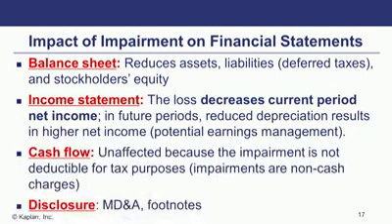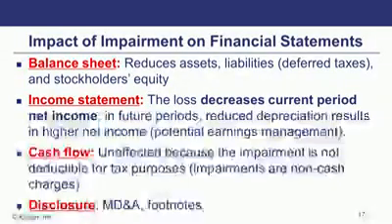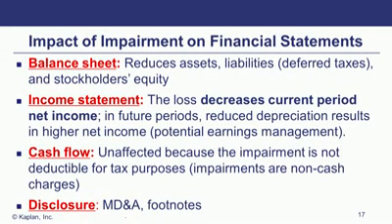Right, impacts of impairments on the financial statements. In the balance sheet, it's going to reduce the asset. It's coming down, of course, from its carrying value to the recoverable amount, or fair value under US GAAP. So we're going to reduce the asset's value. So down come the assets.